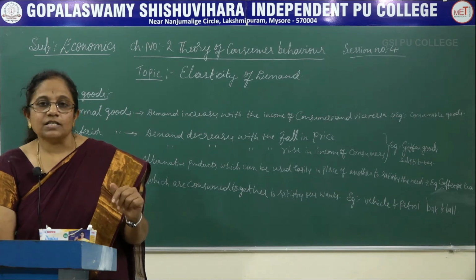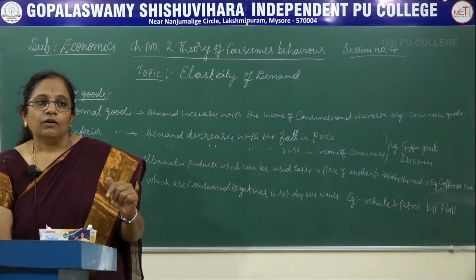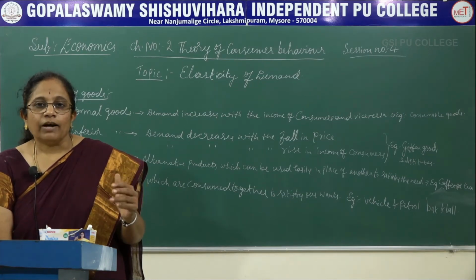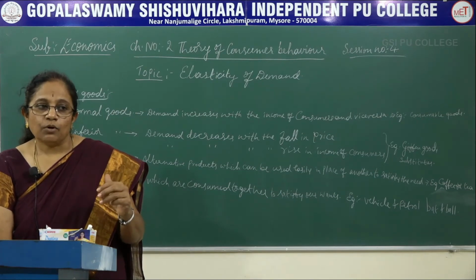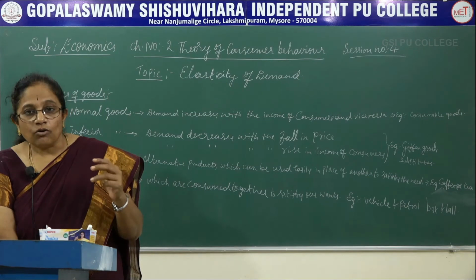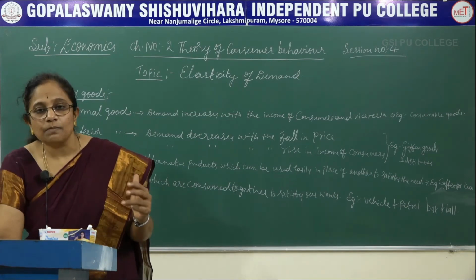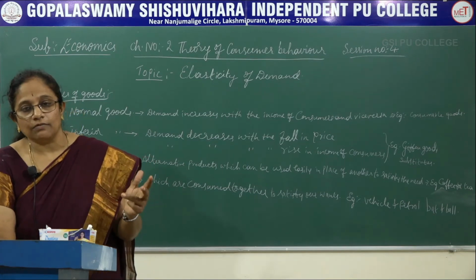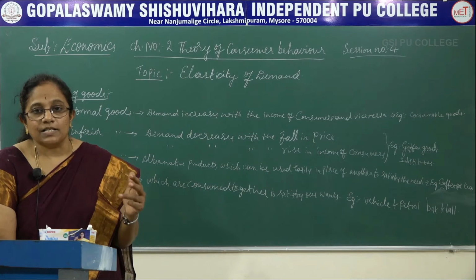The next one is substitution effect. The demand for a product varies according to the availability of the substitute products. If the utility derived out of a product is derived from one more product which is a substitute to that one, we can easily go for that. The next one is price effect.